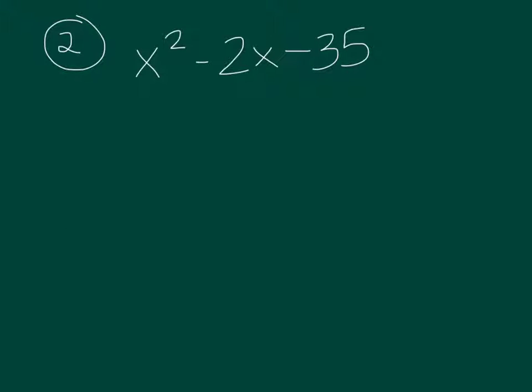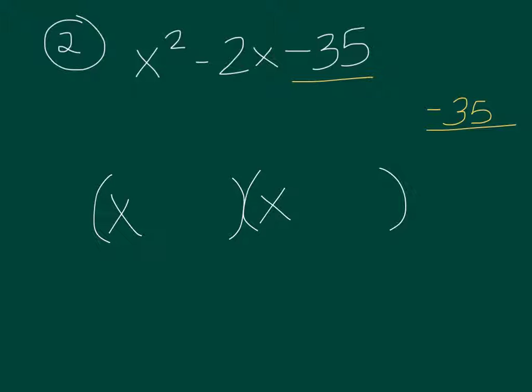All right, here's another example. Again, draw your two parentheses. And x times x gives you x squared, so we're going to put an x in the beginning. And then we want to find factors of negative 35 that are going to add to negative 2. So we have negative 35 and positive 1. We have 35 and negative 1. We have 7 and negative 5. We have negative 7 and positive 5.